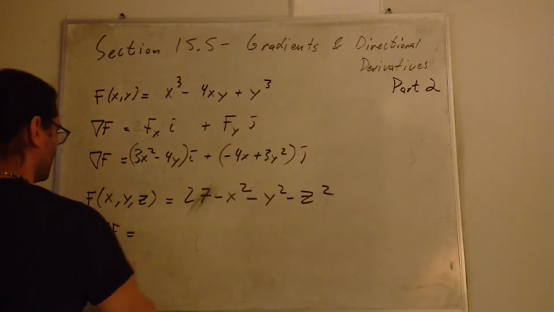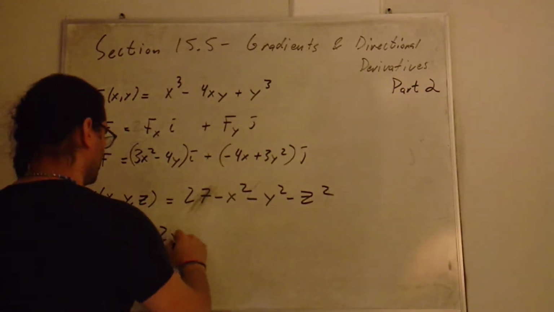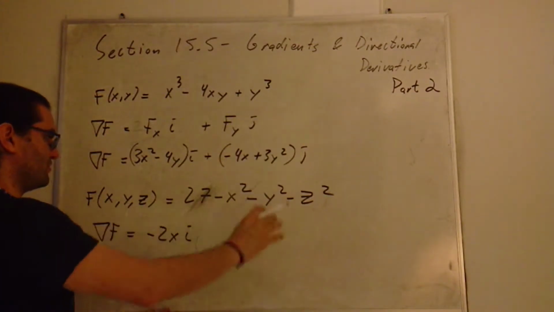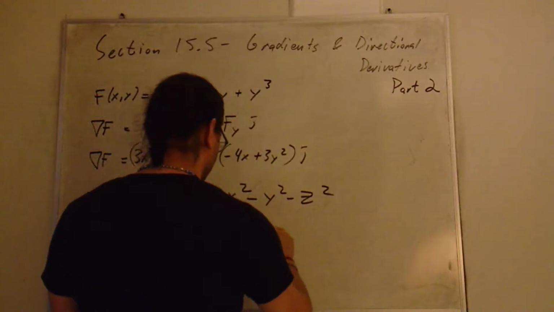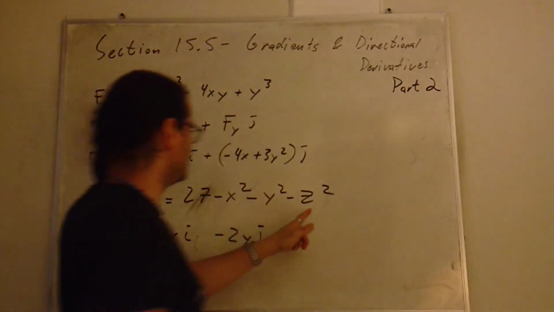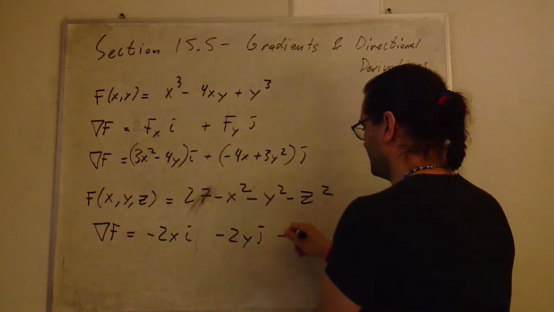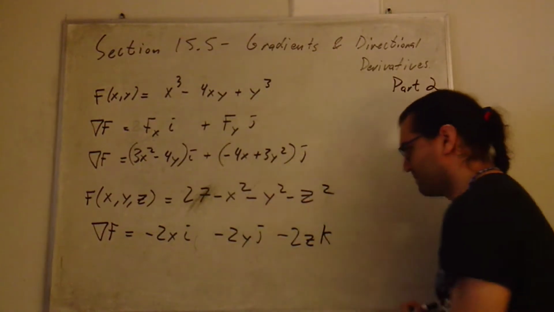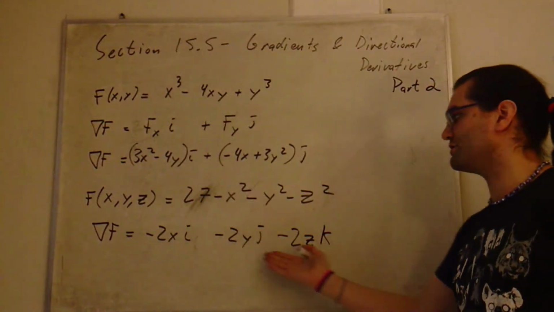The gradient should be the partial derivative with respect to x is negative 2x. I attach that to i. The partial derivative with respect to y is negative 2y. I attach that to j. And the partial derivative with respect to z is negative 2z, and we attach that to k. So this is now our vector space.